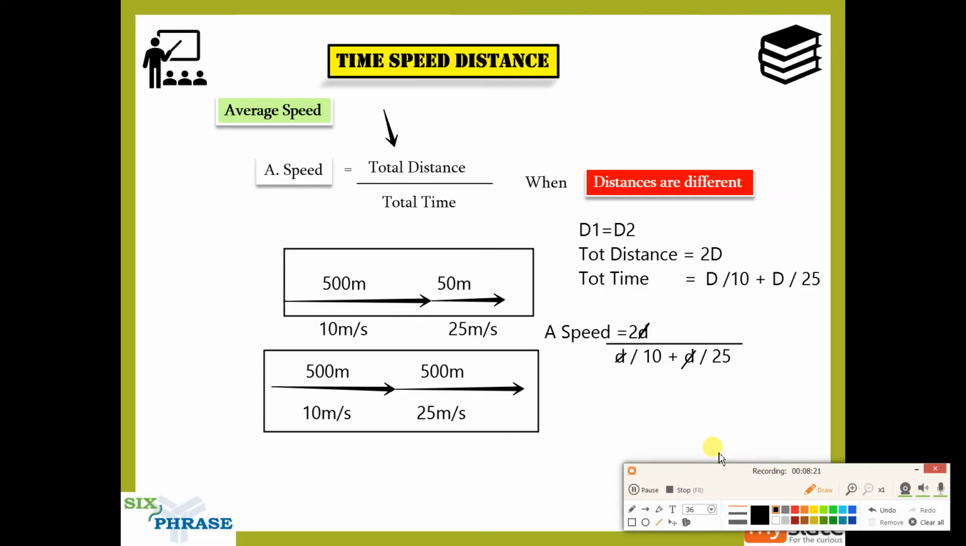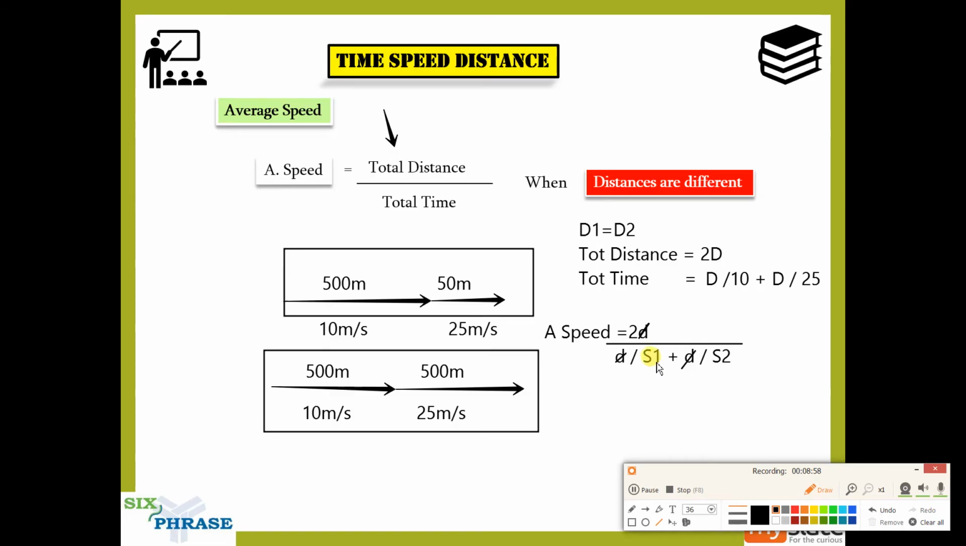Yes, 10 and 25, the LCM is going to be 10 into 25, right? Or you solve this, what will happen is you can say that this 10 and 25 are speeds, right? Let us take, instead of 10 and 25, let us take them as speeds, guys. So S1, S2. Okay, now see, now what happens is this has become 2 divided by 1 by S1 plus 1 by S2, correct?